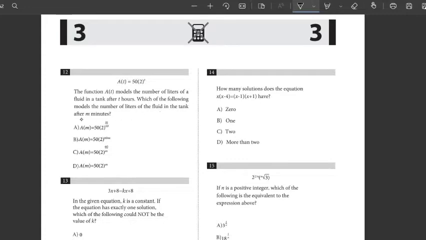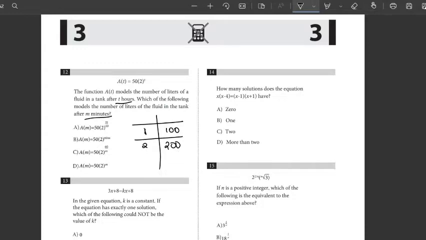Number of liters. Over here it's hours and m minutes. In my opinion, the best way to solve these questions is to make a table and then compare the values. So let's do that really quick. If it's 1 hour, it would be 15 to 100, and if it's 2 hours, it will be 2 squared, 4 into 50, 200.